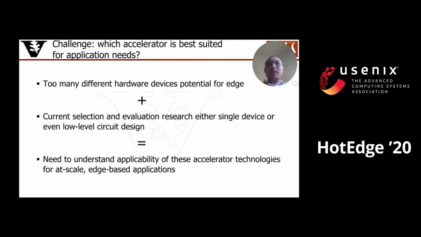So based on the situation we have mentioned, we have seen the current challenge of the overall practical deployment for this kind of acceleration hardware. That is, we do have many different hardware choices. However, the current evaluation and benchmarking selection research is either focused on one single type of device, or is more focused on an even lower level of circuit design direction. So we have to face the dilemma that we still need to understand the applicability of this kind of accelerator for more at-scale and edge-based applications.